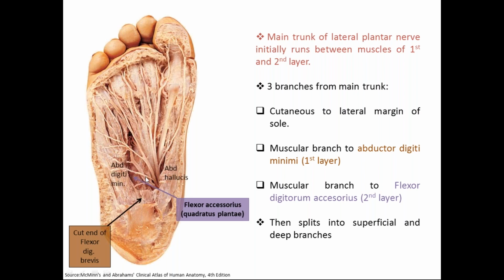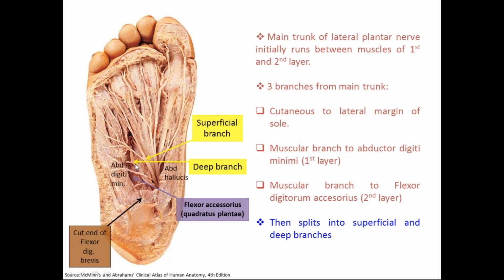Now you can see these smaller branches. You can see one of these branches which is going towards this abductor digiti minimi. So this is the muscular branch to abductor digiti minimi, which is coming from the main trunk. Now if we leave this branch, what we can see is that the main trunk, after supplying these two muscles and the cutaneous innervation to the lateral margin of the sole, is going to be divided into these two branches, and these two branches are named the superficial and the deep branch.